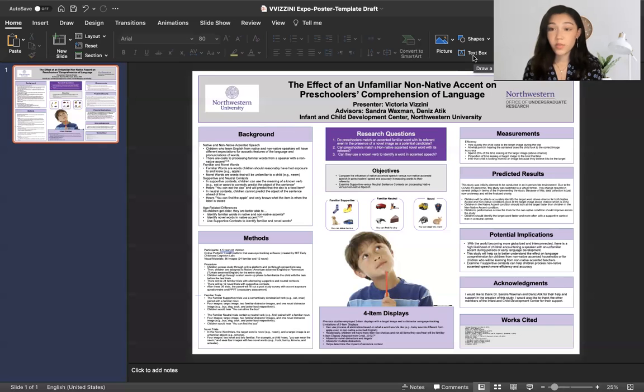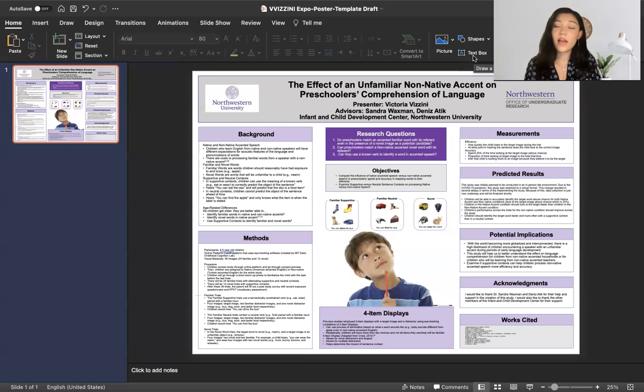We also predict that children will do better across the study. Throughout the study, the children should get better at the tasks because they're getting more exposed to the task and more exposed to the accent in the non-native accented speech condition. And then children should be able to identify the target word faster in supportive contexts than neutral contexts.